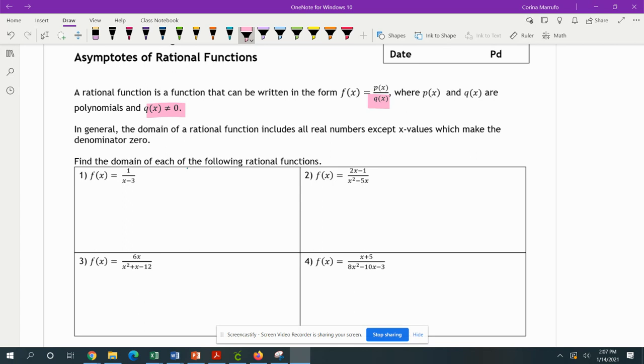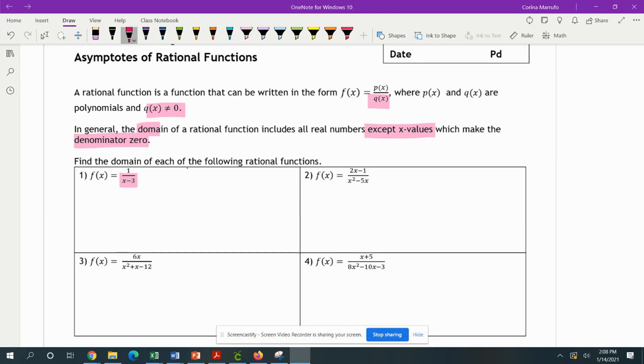So in general, the domain of a rational function includes all real numbers except the x values which make the denominator equal to 0. These first ones are asking us to find the domain of each of the following rational functions. Here we need to figure out what number for x would make that denominator equal to 0.